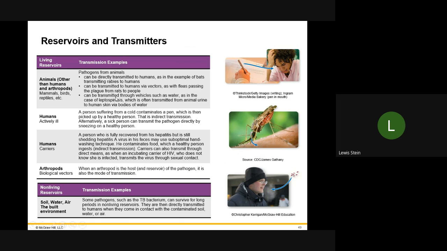Now when we look at vehicles such as water, there's leptospirosis, which is something we'll talk about a little bit in protozoan diseases, transmitted from animal urine to human skin via bodies of water. That's where people are bathing in contaminated water. And again, because our water supply is so pristine here, it's not something you and I think about, unless maybe you're camping and you don't have a shower. But it's more tropical areas than here, so I wouldn't be so worried about that.